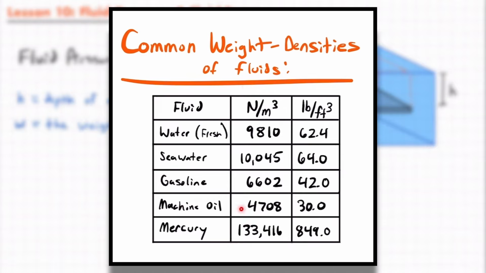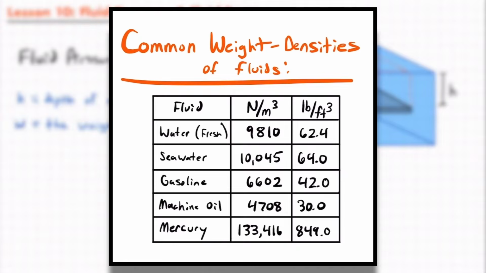And so here I have a chart of the common weight densities of fluids that you might want to be aware of. We have our type of fluid in the first column, and then we have the weight densities of those fluids in newtons per cubic meter, which is if you're working in the metric system. And then we have the weight densities in pounds per cubic foot, which is in the imperial system or the US customary unit system, however you want to call that.